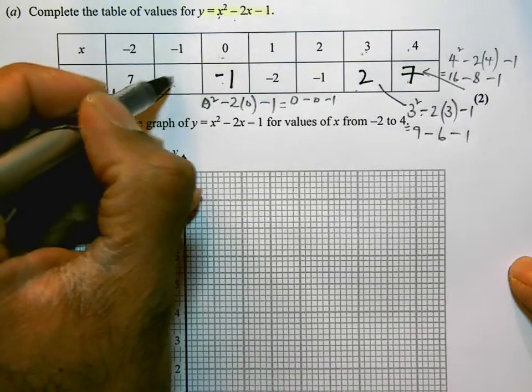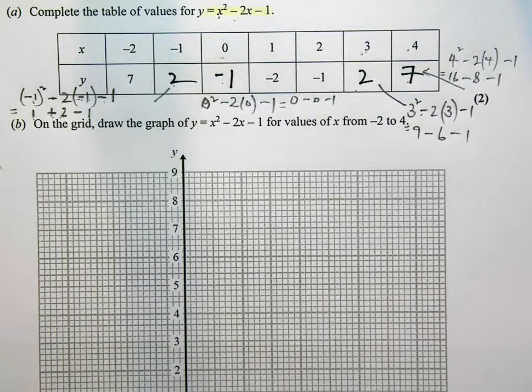Okay, so there is my table of values. There are 2 marks going for that. Make sure you understand it completely. Make sure you are able to plot the values in the next section. So we'll look at that now.